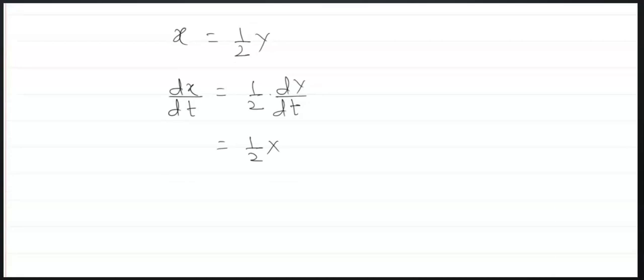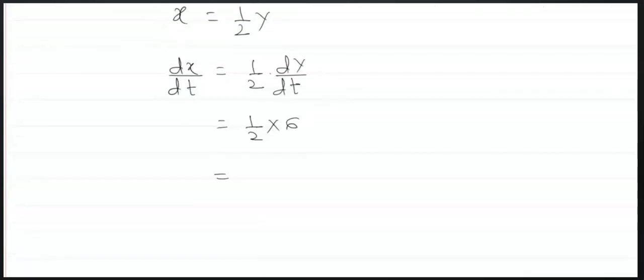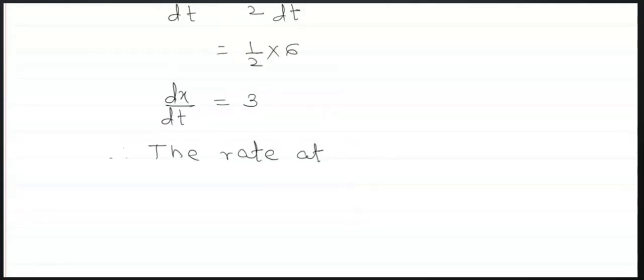Therefore, dx upon dt is equal to 1 upon 2 dy by dt. Substitute the value of dy by dt. Therefore, dx upon dt is equal to 3. Therefore, the shadow is lengthening at the rate of 3 km per hour.